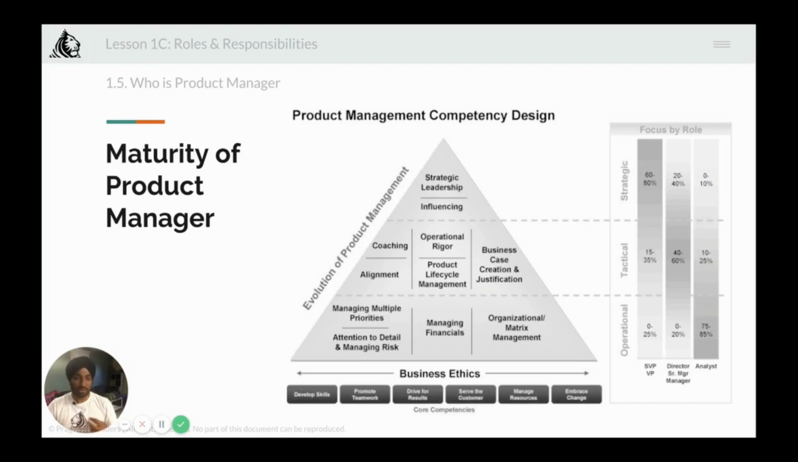Okay. At the very bottom, you'll be looking at managing financials, managing multiple priorities, attention to detail, and managing risk. You need to develop your skills. You need to promote teamwork. These are some of the core competencies you are expected to have. And as you move up, from operational to tactical to strategic, you get better and better, and your role will also improve with your competency improvement.